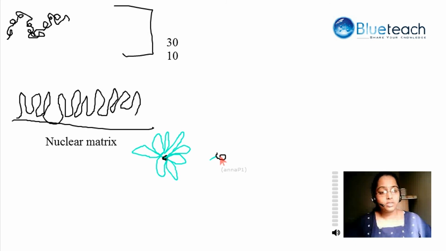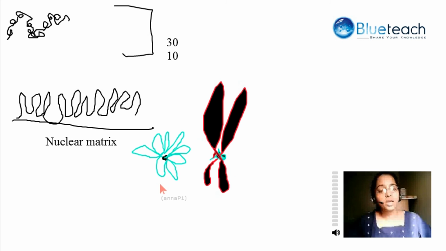Suppose this is a centromere, and these are the chromatids. Now, many millions of mini bands are present within these chromatids, right? So this is how, through various stages of organization, the DNA attains a very compact form.